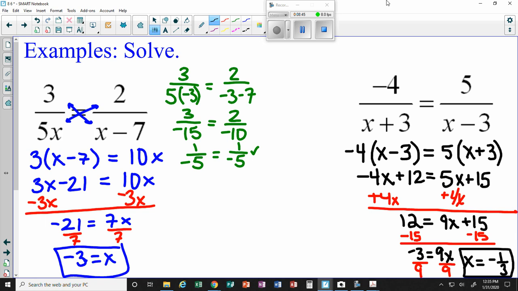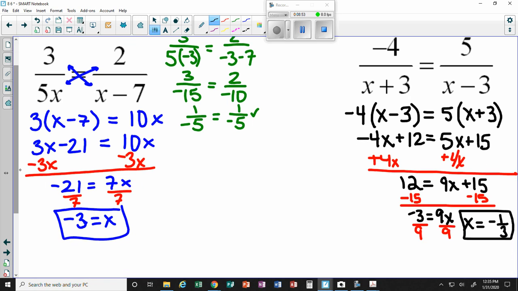All right, what do we get? Negative 1/3. Do we check it? Yep. Does it work? Nope. All right, this involves fractions, so gotta be careful. So negative 4 over negative 1/3 plus 3 equals 5 over negative 1/3 minus 3. So it's equal, so we got to add those on the bottom.